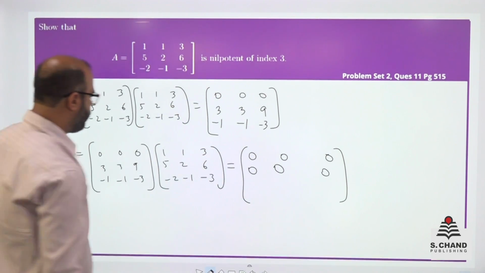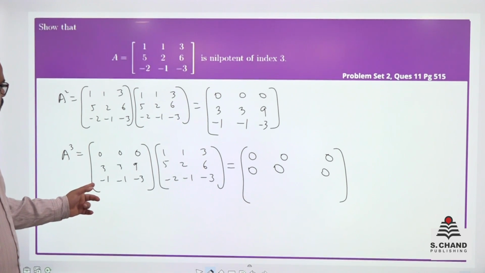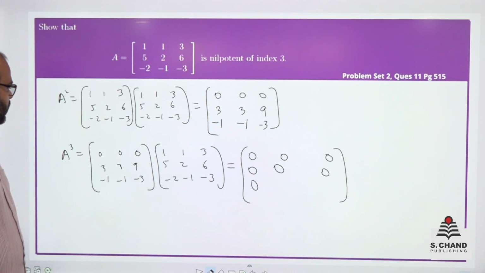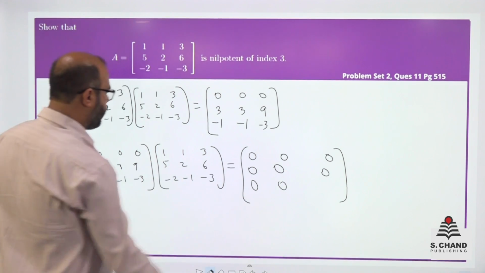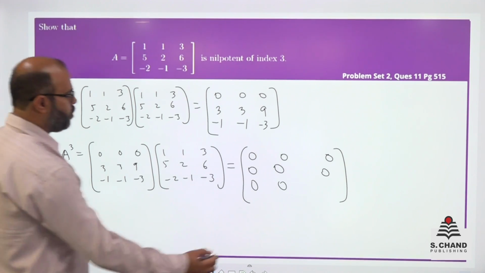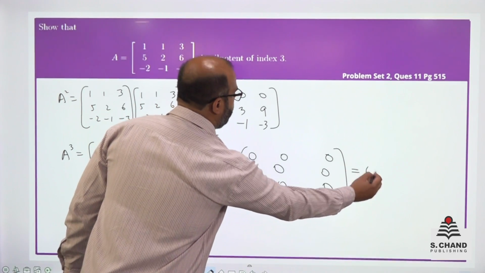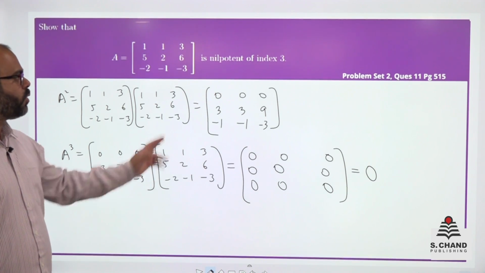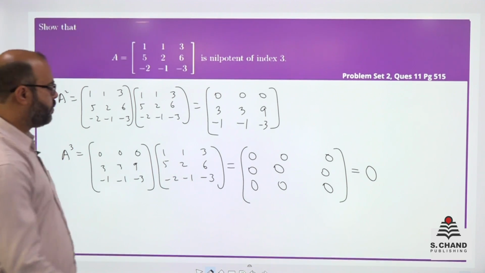That is also 0. Then third row, first column: minus 1, minus 5, minus 6, plus 6. That is 0. Then minus 1, minus 2, minus 3, plus 3. That is also 0. Then minus 3, minus 6, minus 9, plus 9. That is also 0. So yes, this is a null matrix, and A cube is coming out to be 0. That means this is nilpotent of index 3.